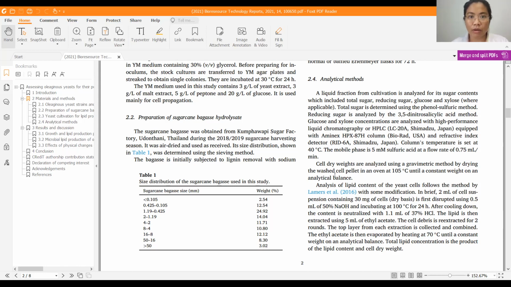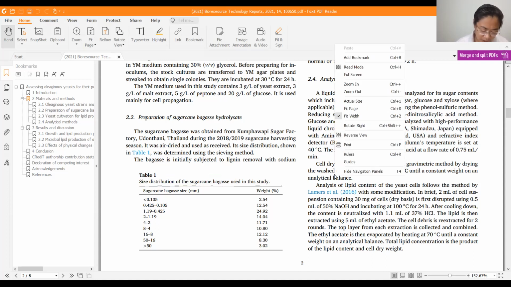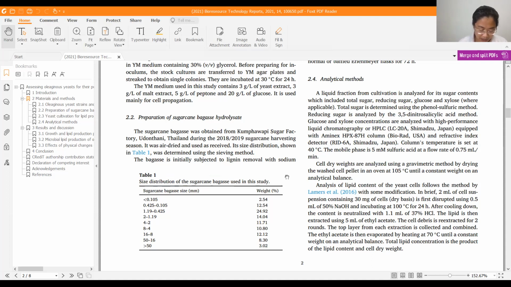What I did was I sieved and divided the distribution. You see that I have the size distribution of my sugarcane bagasse. Initially I made a graph of this table, but it's a regulation of the journal that I cannot have more than a certain number of figures, so I have to change this into tables. But if you see here, one way that I do is that I have the size distribution, not only one size, because you get a range of sizes.